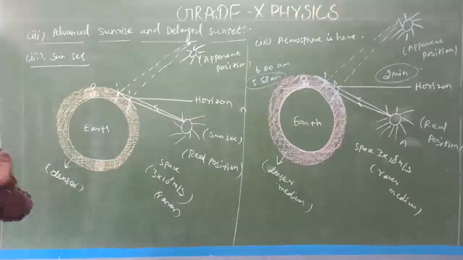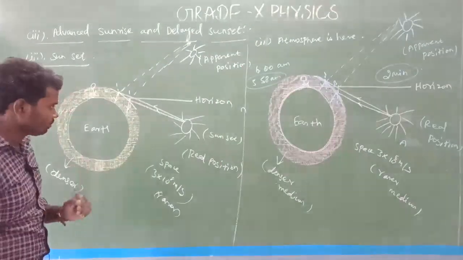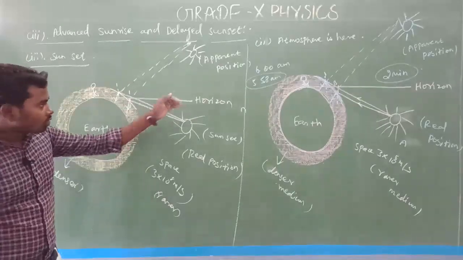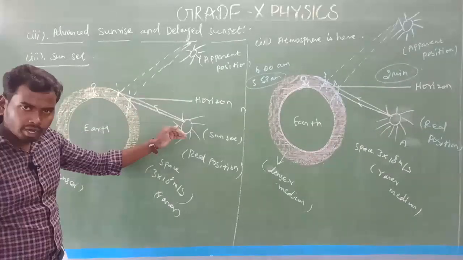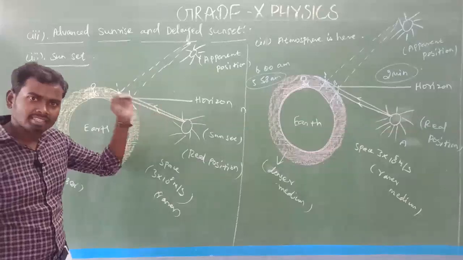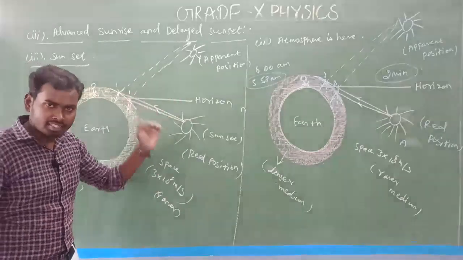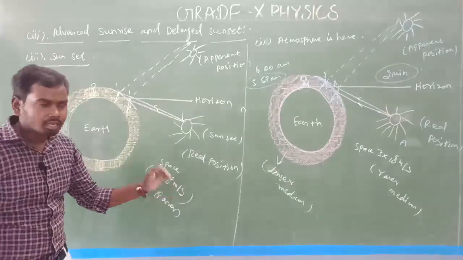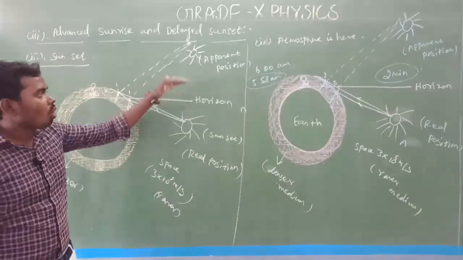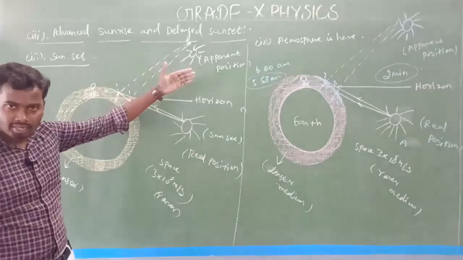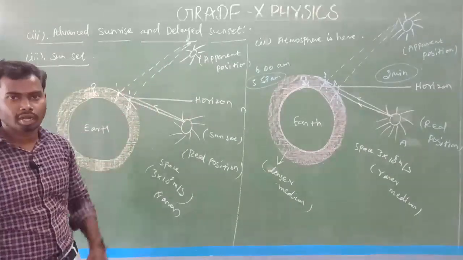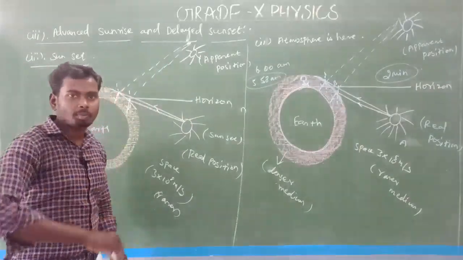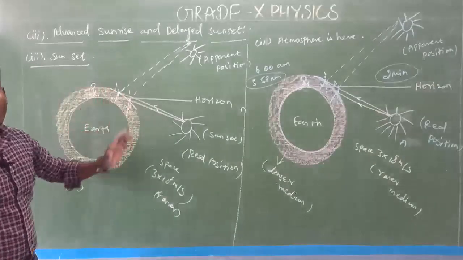Apparent position. Is it clear? Yes. Look here. Actually, the sun is below the horizon. The sun has set, which means the sun has come below the horizon. But we can still see the sun over the horizon. How is it possible, sir? That is possible by atmospheric refraction.